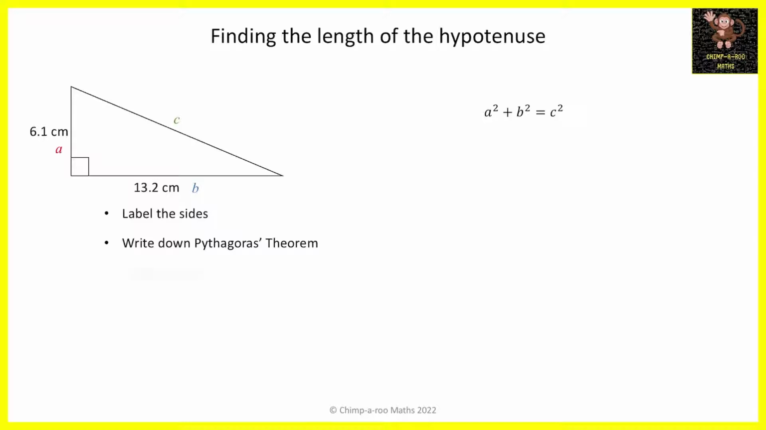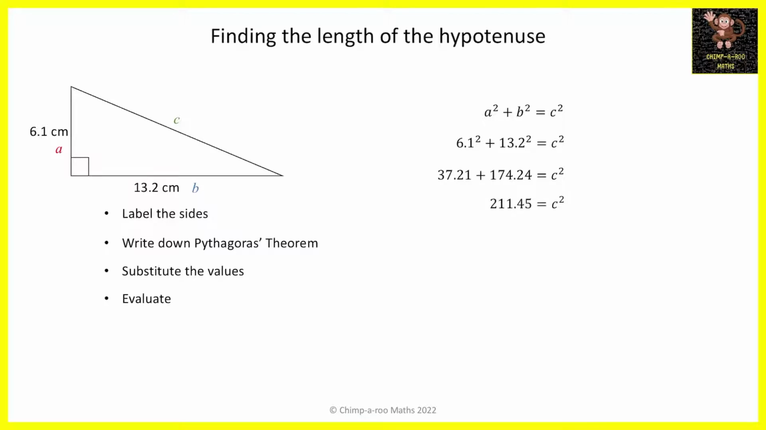Now we need to put in our values. Substitute the values in. 6.1 squared plus 13.2 squared equals C squared. Now use your calculator, work out what each of those are. So you have 37.21 plus 174.24 equals C squared. So that gives us C squared to be equal to 211.45.